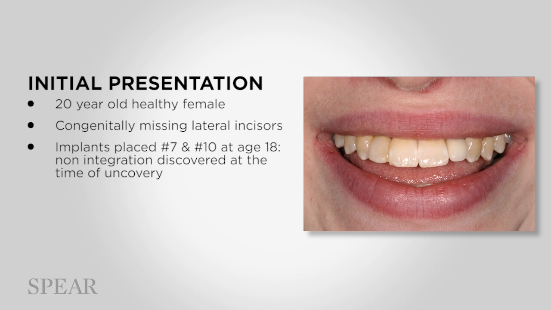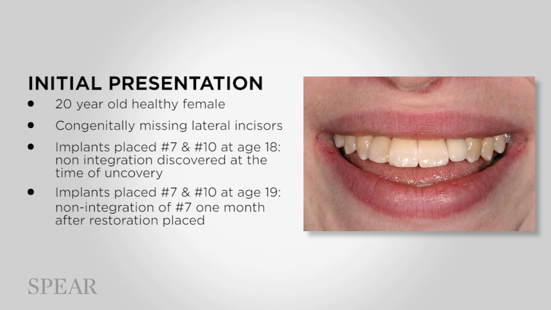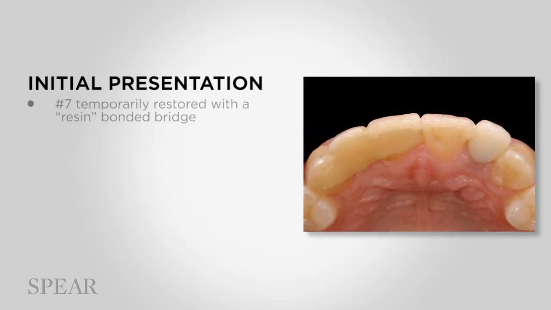They augmented the ridge. They came back a year later and placed new implants in the areas of 7 and 10. This time, number 10 integrated and was subsequently restored, but number 7, after a month of having the restoration in place, showed that it wasn't integrated, so it was again removed. So what does she have? She has a temporary resin bonded bridge replacing her right lateral, and she has an implant restoration on her left lateral. The bonded bridge is loose.